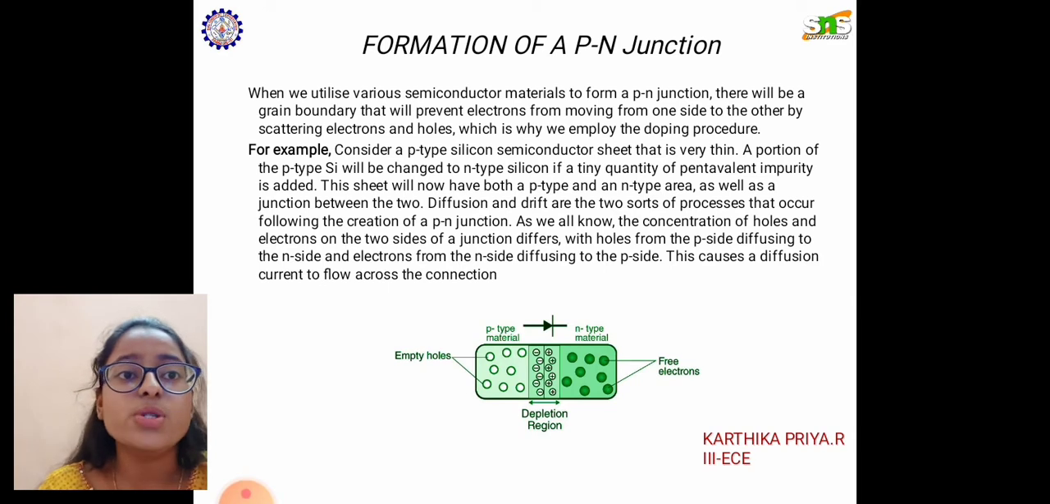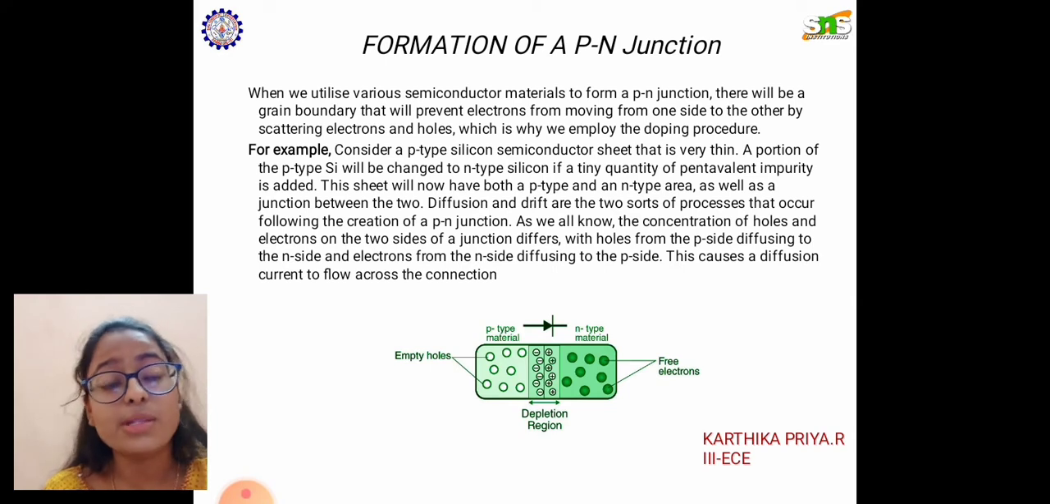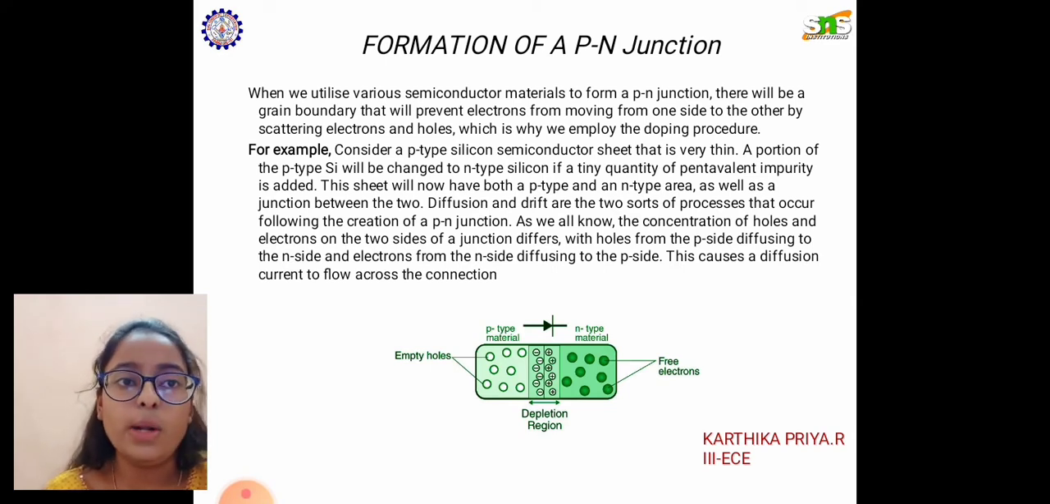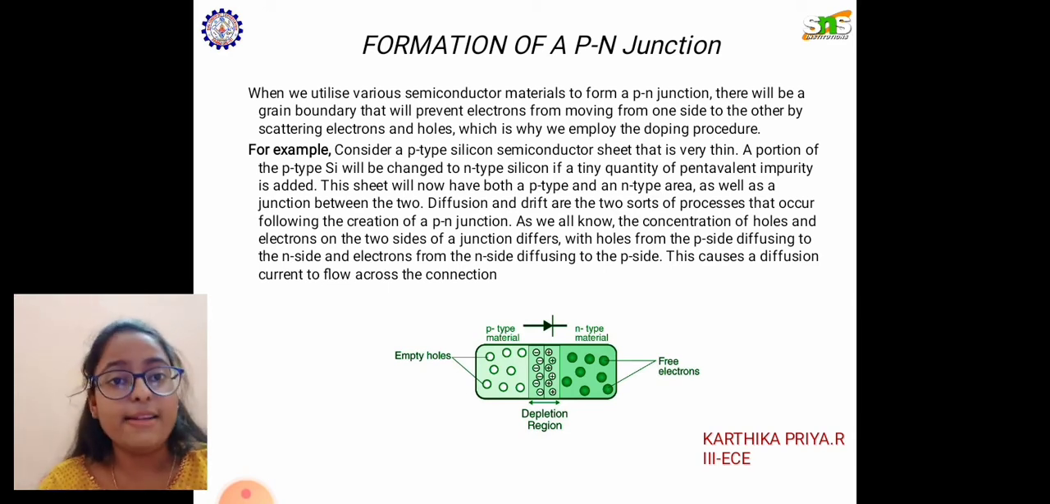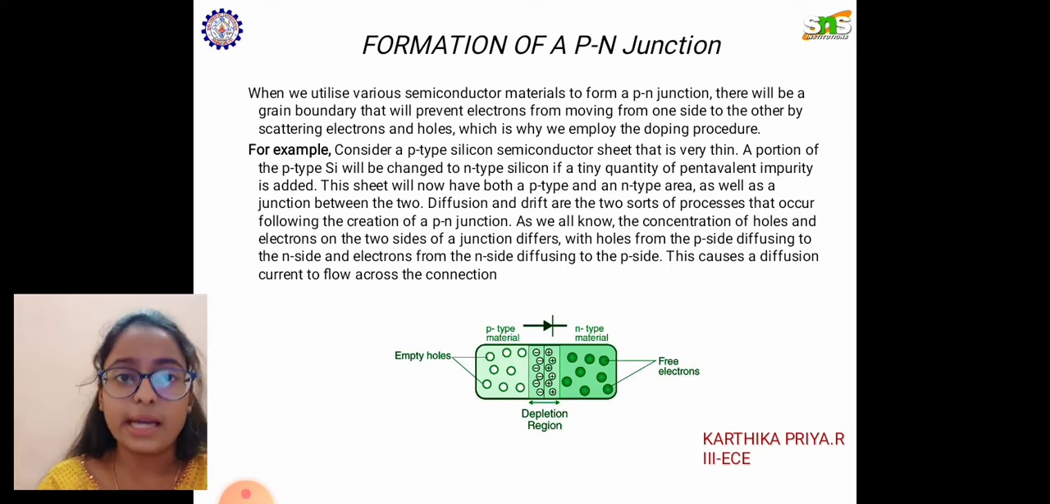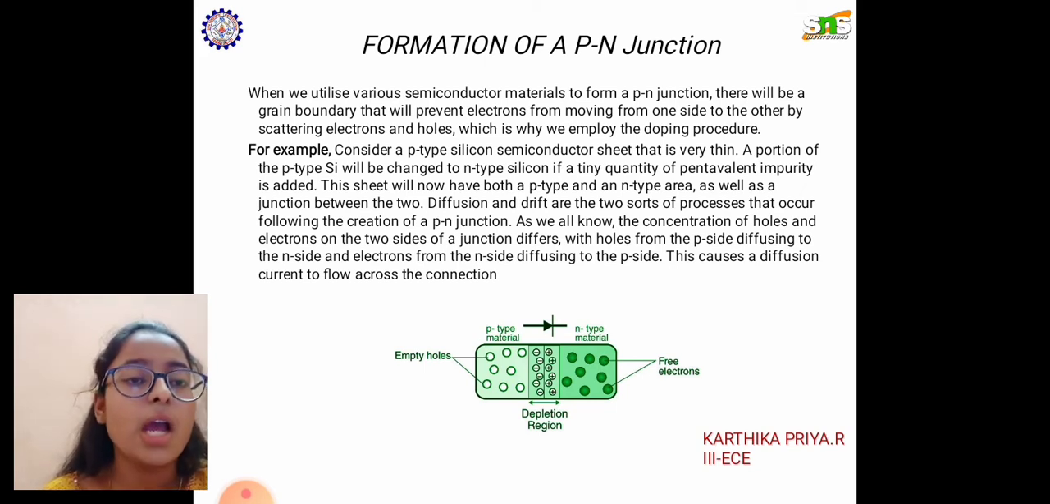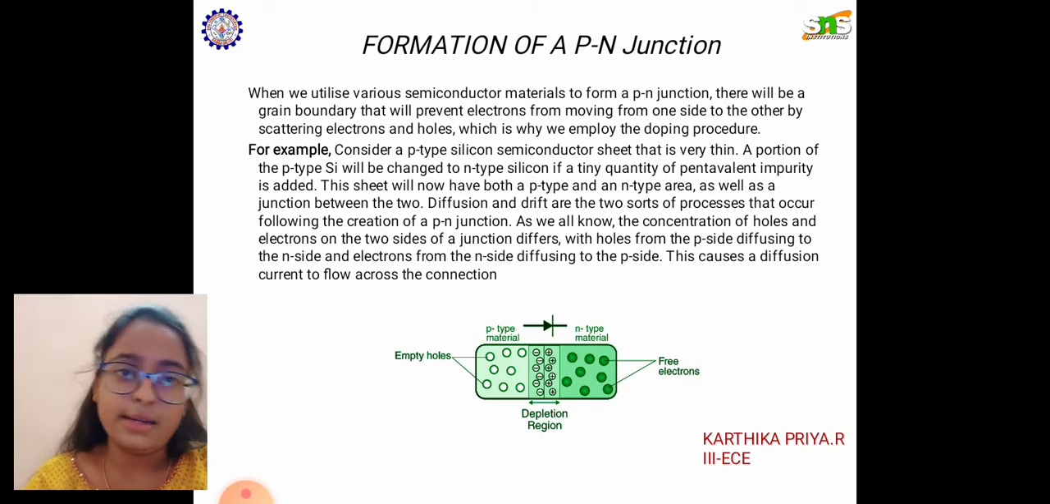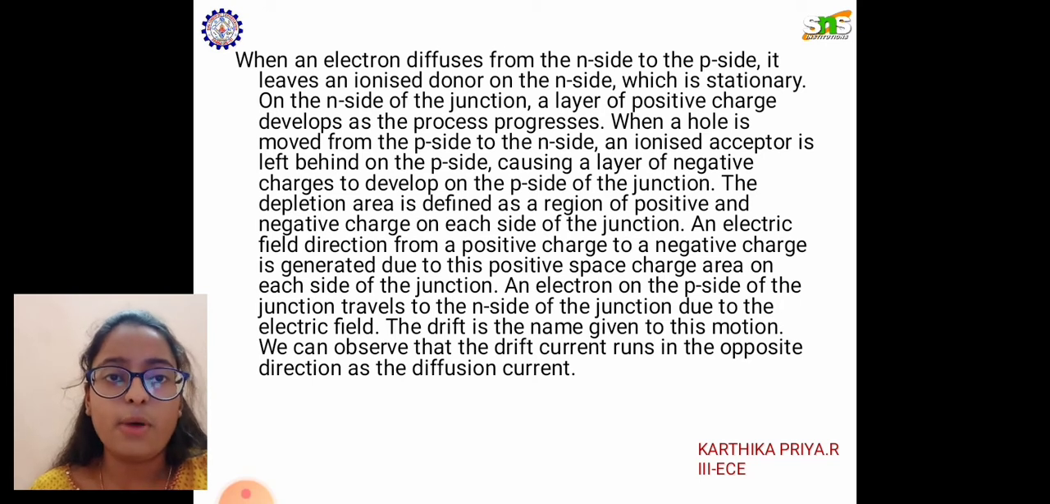Diffusion and drift are the two sorts of processes that occur following the creation of a PN junction. As we all know, the concentration of holes and electrons on the two sides of a junction differs, with holes from the P side diffusing to the N side and electrons from the N side diffusing to the P side. This causes a diffusion current to flow across a connection. Here below we have the PN junction formation. There's a green color diagram, and the next part will describe this diagram of a PN junction.